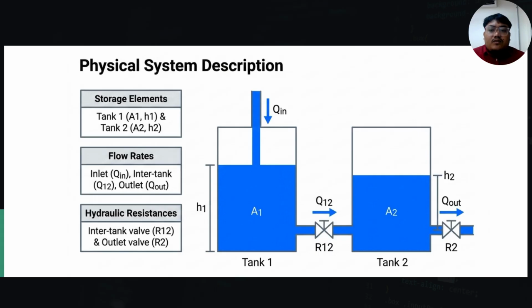This flow is called Q12. The valve between the tanks is represented by the hydraulic resistance R12. If the resistance is low, the valve is more open and the water can flow more easily. If the resistance is high, the valve is more closed and the flow is restricted. Finally, water leaves tank 2 through the outlet flow, which is labeled as Q out, and the outlet resistance is represented by R2.